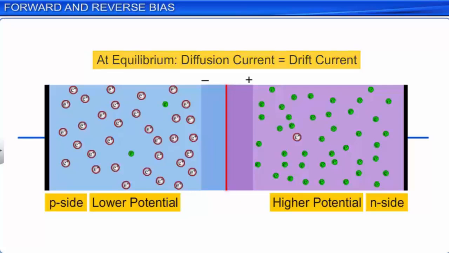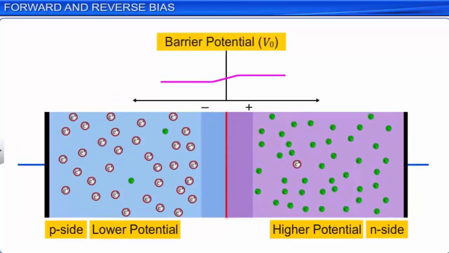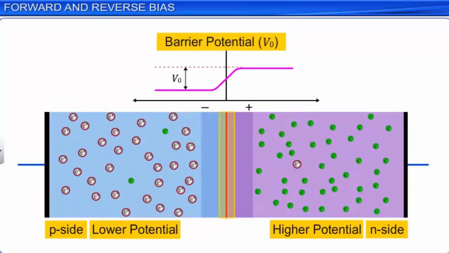In this situation, the separation of charges in the depletion region creates a barrier potential that opposes the diffusion current across the PN junction. We know that the barrier potential prevents any further movement of charges across the junction.